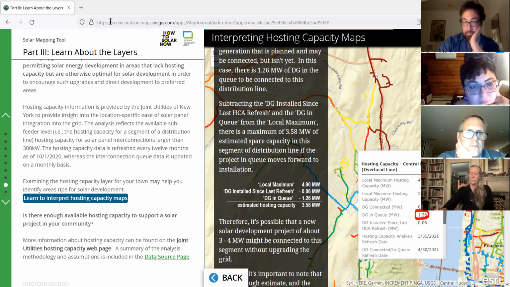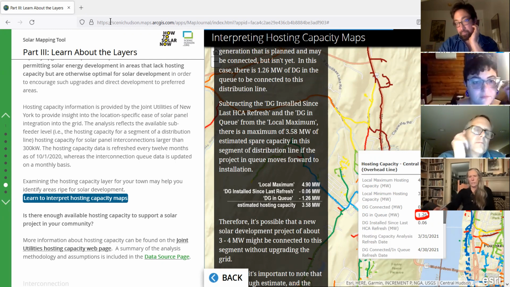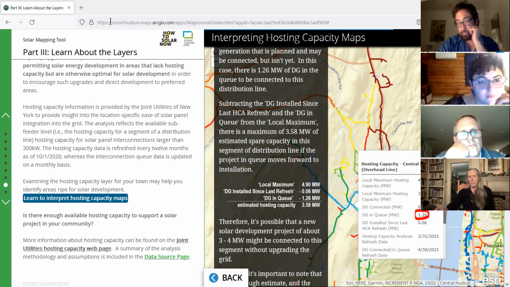So if you want to build a system tomorrow, if you're looking to immediately contract a developer, then yeah, you may be looking at a lot more cost to upgrade the line yourself, or it may not work out. But if you're thinking about working on your town's zoning, then you're going to take these numbers with even more of a grain of salt, right? If it's perfect in every way, except for the hosting capacity today, or the hosting capacity analyzed in 2020, you still want to make sure the zoning is solar friendly if that's a good place for it, and hope that the hosting capacity catches up.